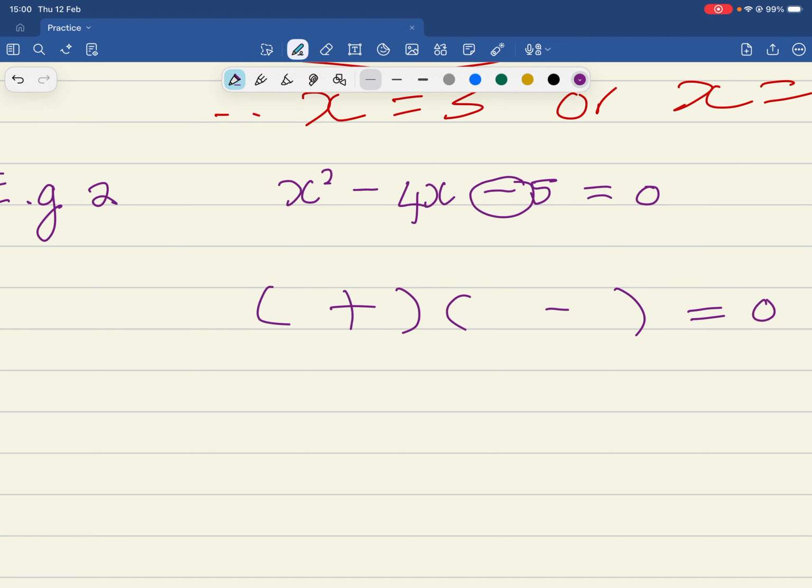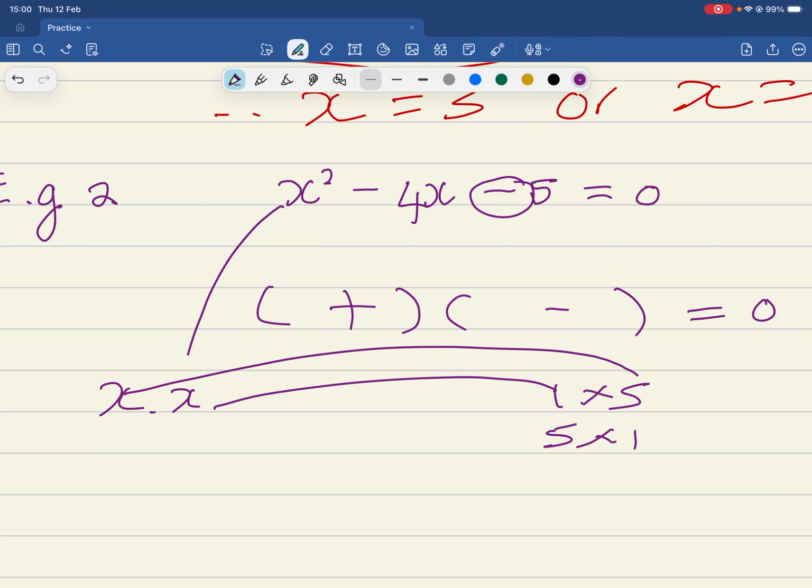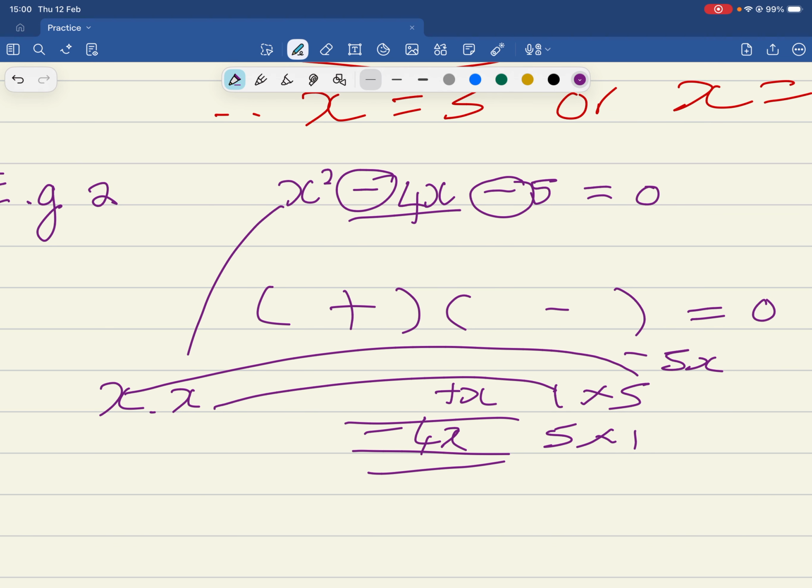Okay, so now what we do is we write down the factors, x and x. The next step that we're going to do after that is we write the factors of 5. 1 times 5, 5 times 1, multiply through. Difference of sign, the bigger value is negative. So here we get minus 5x. Here we get plus x. You add them together, we get minus 4x. So there's agreement here and here.